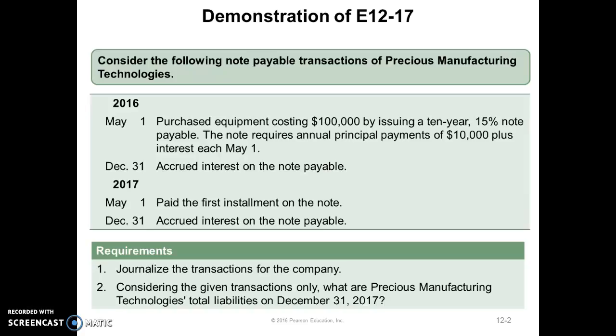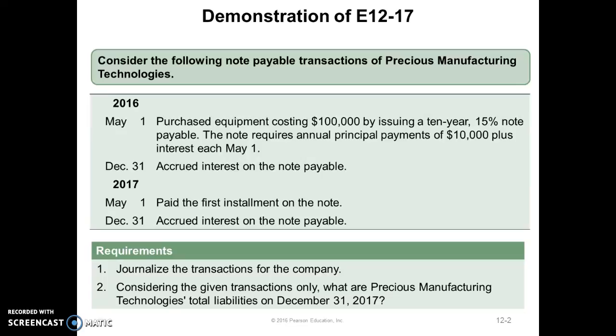So the interest will only be for that portion of the year from May till December, which is 8 months, right? So January, February, March, April, that's the 4 months. We have 12 months, so we've got 8 months left.